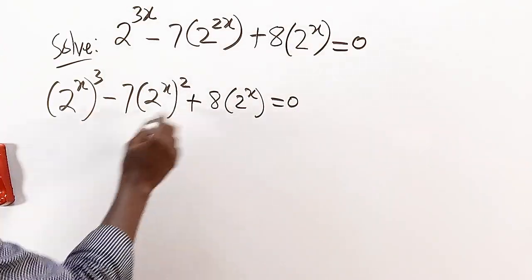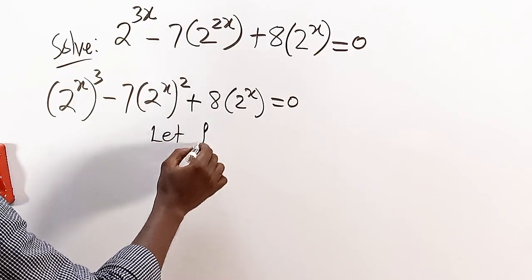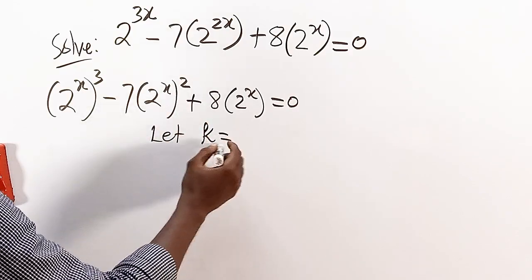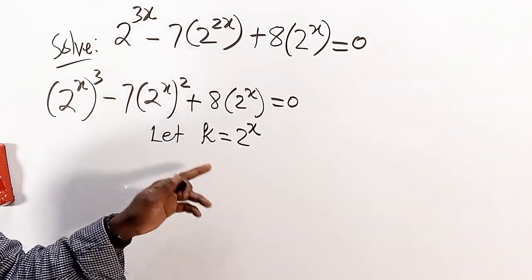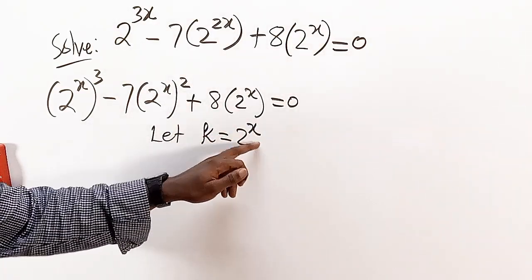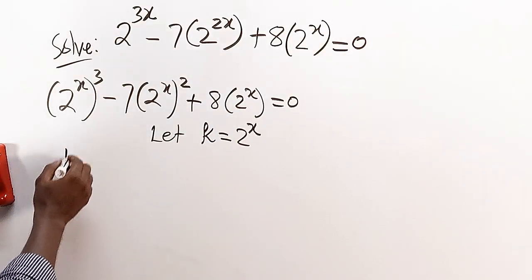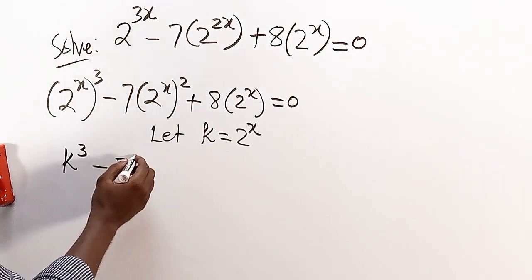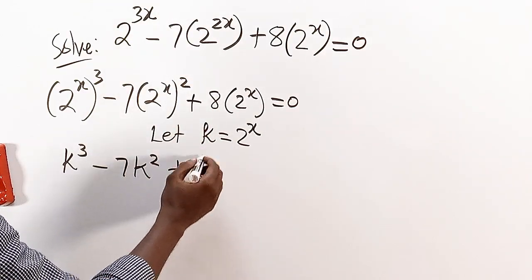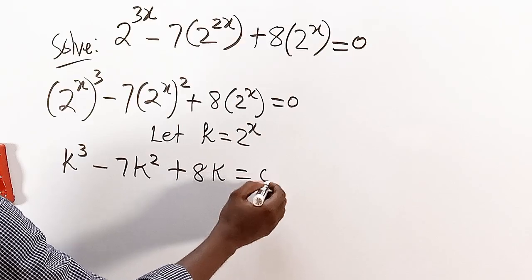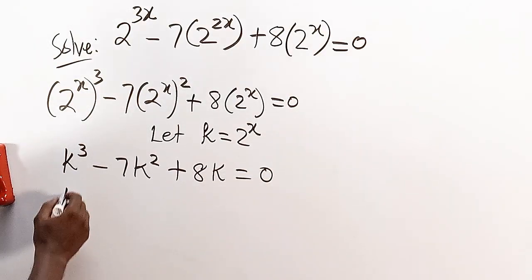Now from there, the next thing we're going to do, we let k be 2 to the power of x. That is telling us anywhere you see 2 to the power of x, replace it by k. So we are going to have k to the power of 3 minus 7k squared, then plus 8k, everything will be 0.